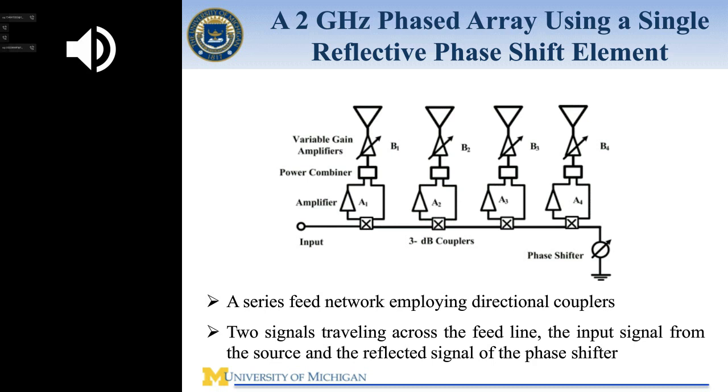So the way this array works is that the signal is injected from the left side and travels down the array. Given that the coupling factors are the same, more signal is injected into antenna number one, then less into antenna number two, and so on. Whatever is left is injected into the phase shifter, which is then reflected. So the phase shifter provides an impedance which is pure imaginary. So it's a reflective type phase shifter.